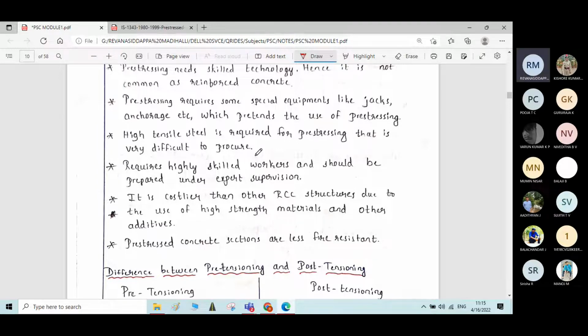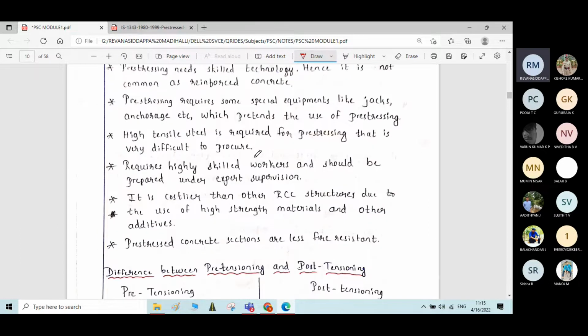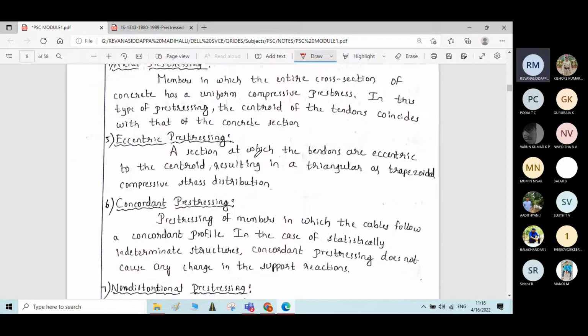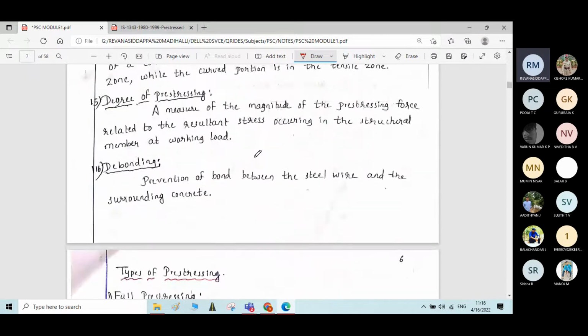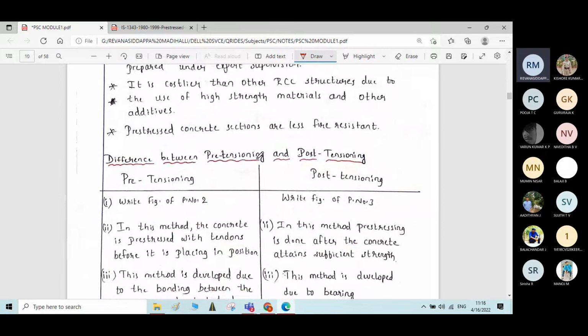What is the major difference? I have shown you the video also, correct? The post-tensioning process and the pre-tensioning process, and I have explained both the methods. Can anyone tell the difference between pre-tensioning and post-tensioning? It is the most commonly asked question in your examinations.